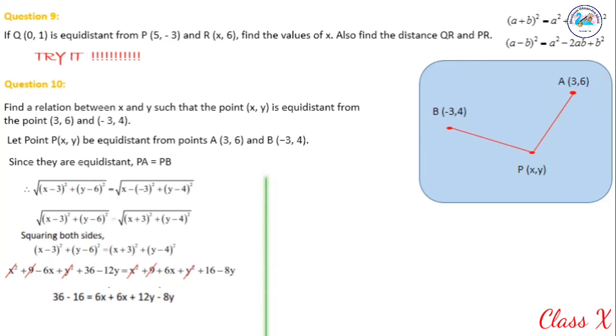Go for the calculation, that is 36 minus 16, that is equal to 20, equal to 6 plus 6, that is equal to 12x, 12 minus 8, that is equal to 4y. Here there is a 4 common, divide it. When you divide 20 by 4 it becomes 5, and divide 12 by 4 it becomes 3x, divide 4 by 4 you will get 1y. So 3x plus y equal to 5. So simply make an equation, that is 3x plus y minus 5 equal to 0. So this is the relation connecting x and y according to the question.